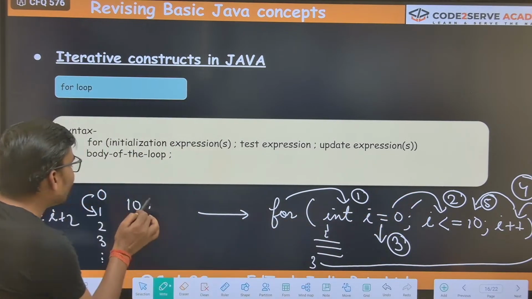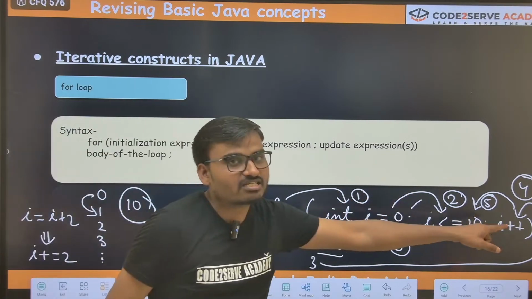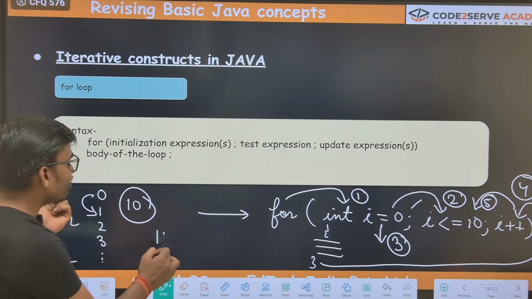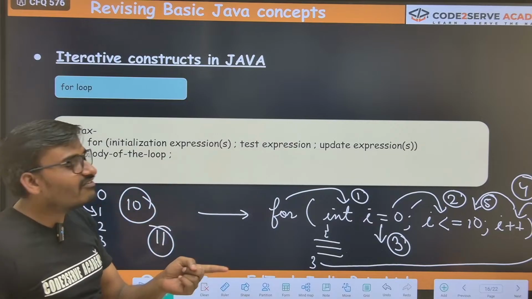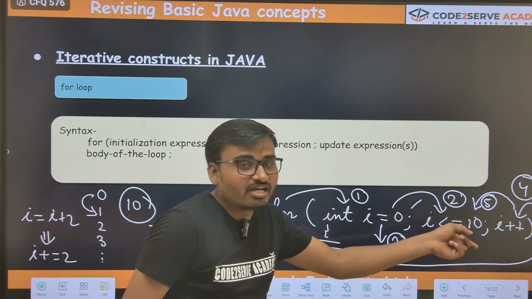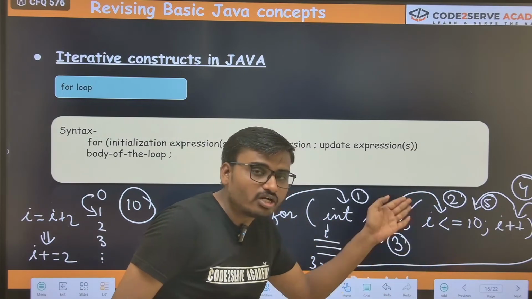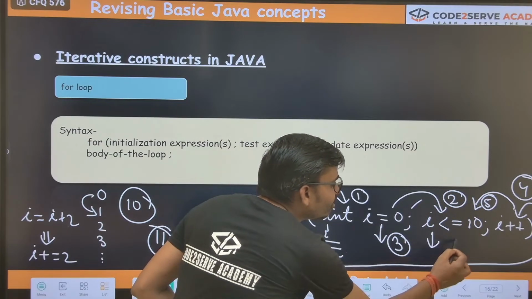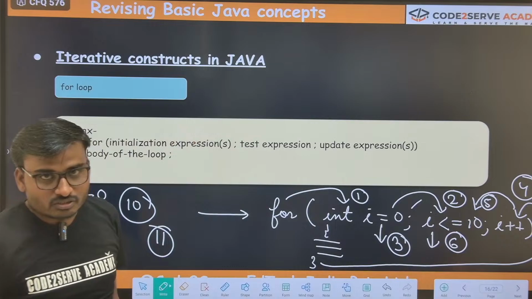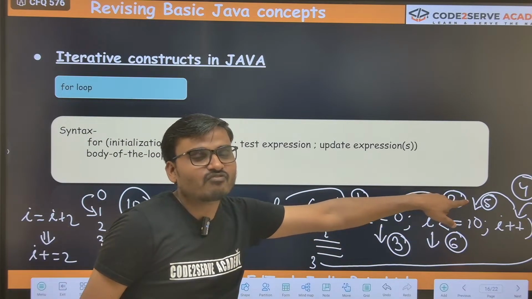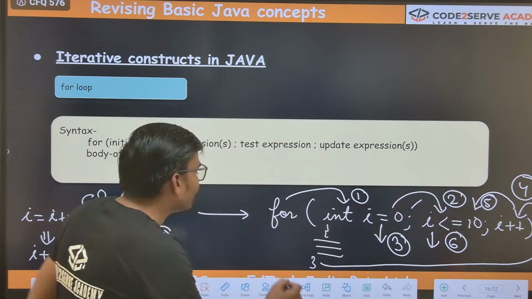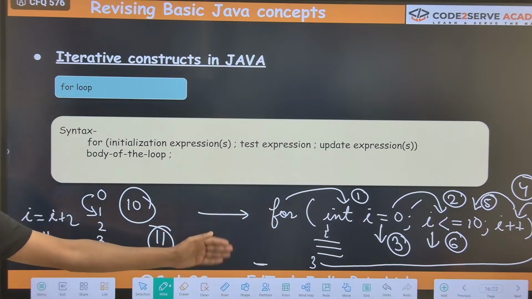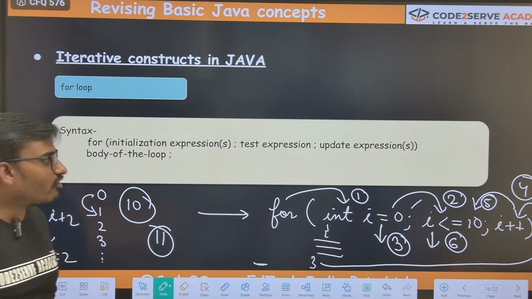Suppose the value was 10. After I++, the value of I became 11. Now the condition is false. If the condition is false, it will not go inside. So suppose if the condition is true, then it will go inside, and this will be the sixth part. And suppose if the condition is false in the fifth part, it will come out and go to the next line after the for loop. It will execute the next line after the for loop.